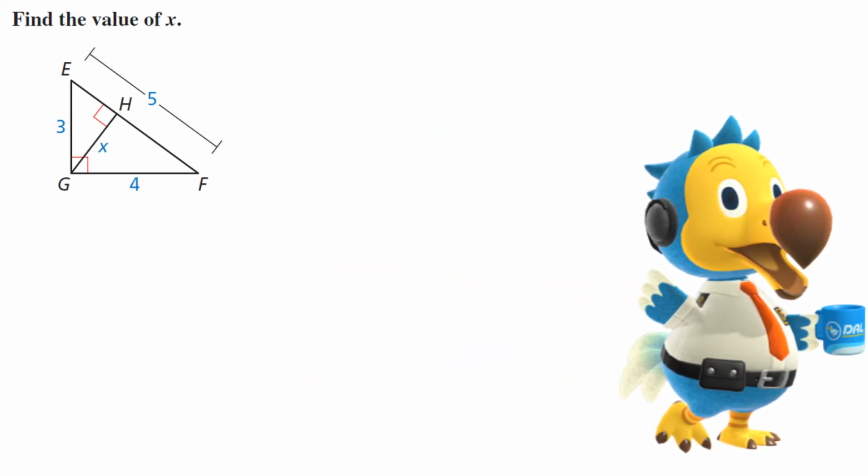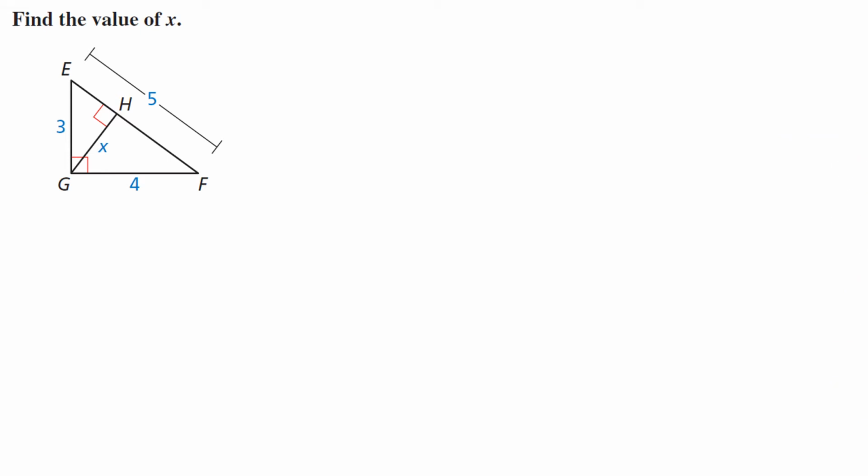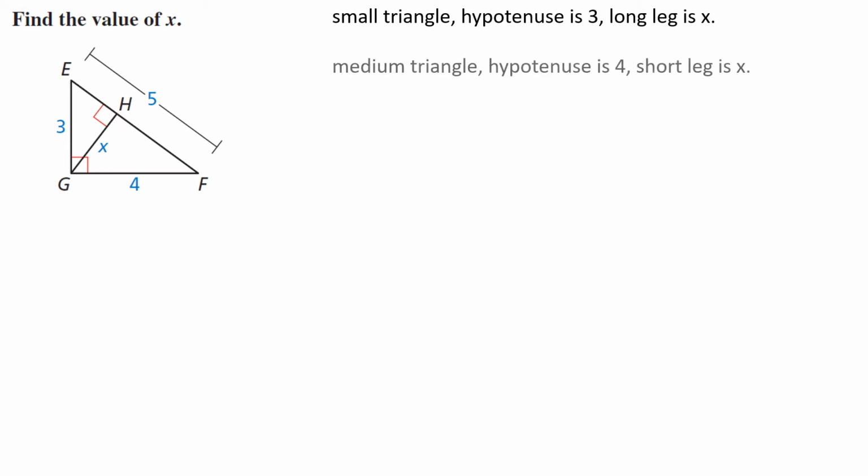All right, so let's find the value of x. Well, if I look at that small triangle, I know the small triangle has a hypotenuse of 3 and a long leg of x. If I look at the medium triangle, the hypotenuse is 4, the short leg is x. I cannot set up a proportion with that because I can compare hypotenuse to hypotenuse, but that's the only thing that pairs up. So let's look at the large triangle.